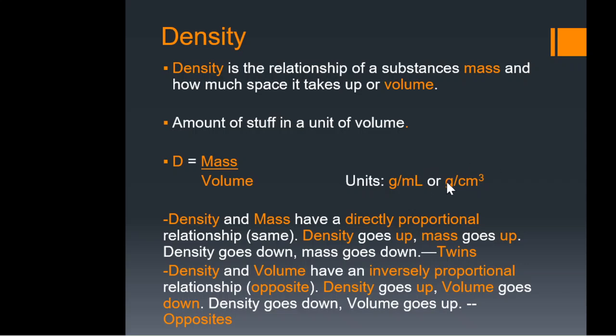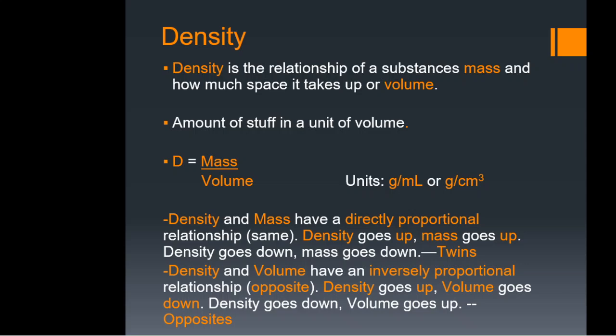And this is why we can use either one of these, okay? The biggest thing is density and mass have what we call a directly proportional relationship. It means they're the same. It means if density goes up, mass goes up. If density goes down, mass goes down. So pretty much I always say they're like twins. When one goes up, the other goes up. When one goes down, the other goes down. So that is directly proportional. They match, okay? They are the same.